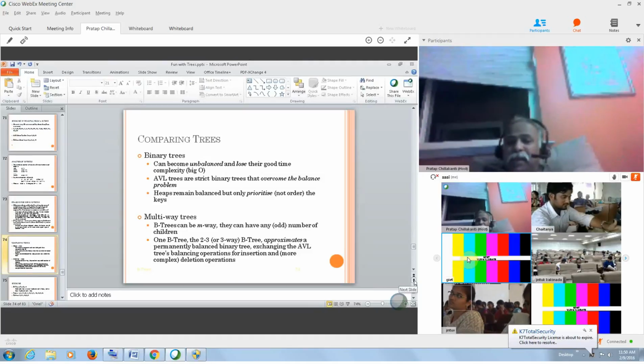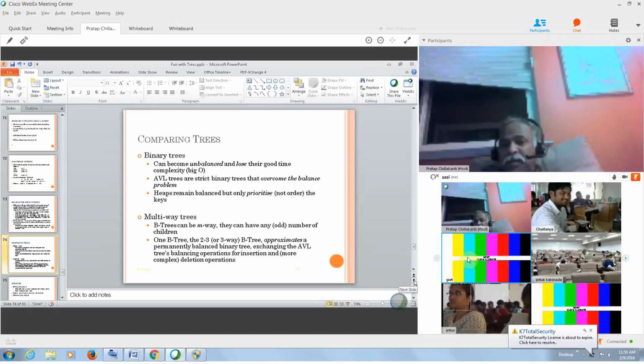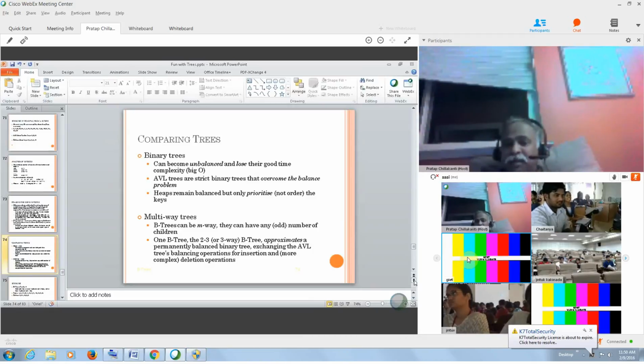Doing a little bit of comparison of the trees, binary trees can become unbalanced when the leaves are not at the same level, right? And the time complexity changes once they are unbalanced. And we studied AVL trees, where we said that the depth difference is always at most one, right? That's what an AVL tree is.